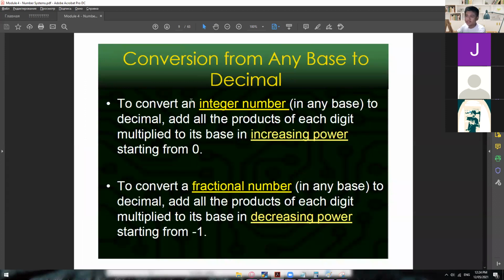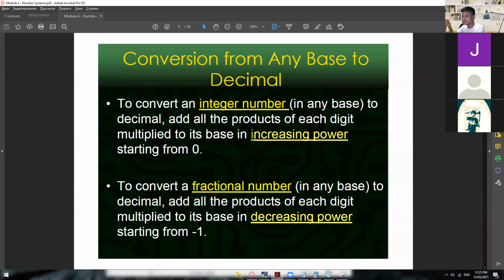Okay, so here's how we convert any base to decimal. For an integer, or let's say a whole number, to decimal, I just add all the products of each digit multiplied to its base in increasing power starting from 0. And then for fractional, from any base to decimal, add all the products of each digit multiplied to its base in decreasing power, starting from -1.